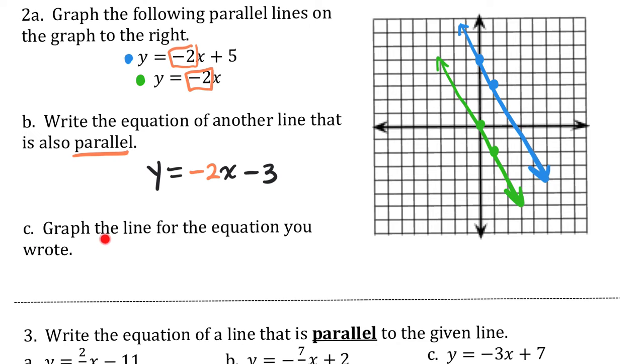Okay, now part C, graph the line for the equation you wrote. So I'm going to go ahead and graph this line. Okay, since my y-intercept is -3, I'm going to go down to the -3. My slope is down 2/1. Yours might be different, and that's okay. But when I graph my line, it should look parallel to the other two lines. And they really do look like they're all going the same direction, so that's a sign I did it correctly.